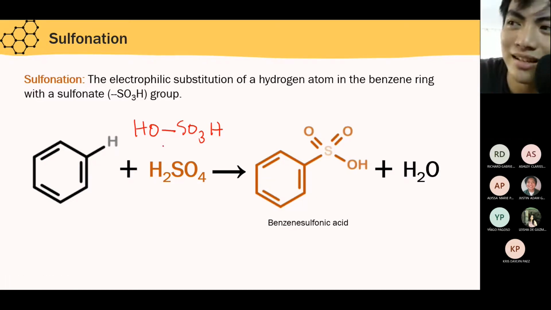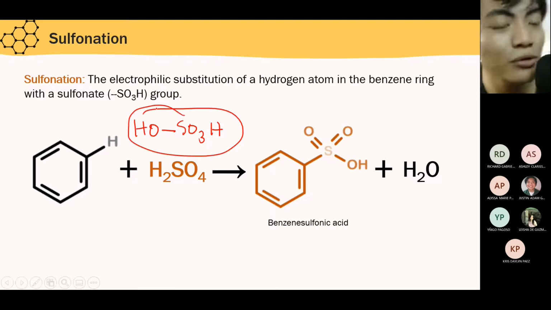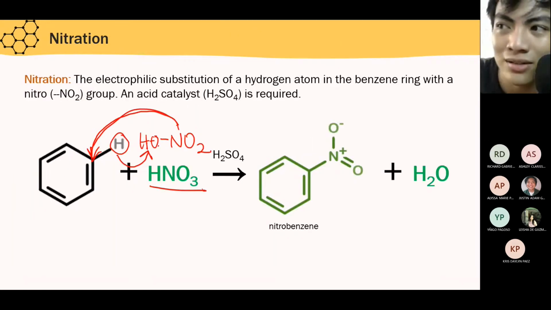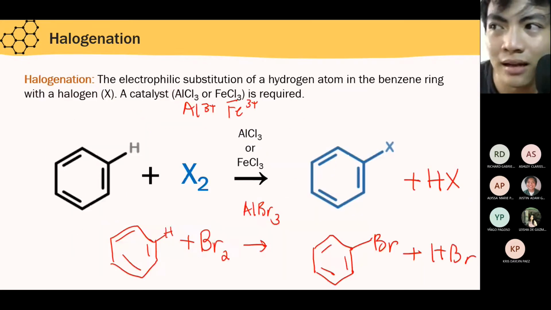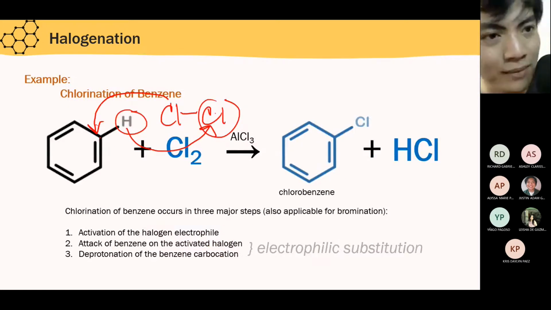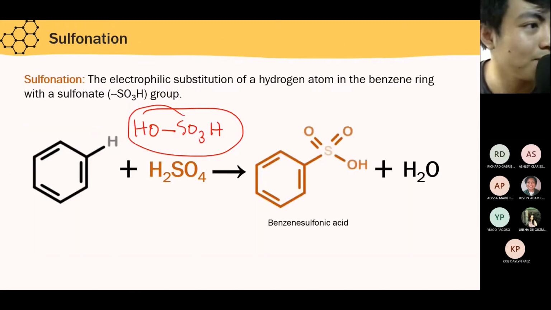This is still sulfuric acid, but by writing it this way, you know which part attaches. It's not the whole thing, only a portion of it. Like what we did in nitration, not the whole HNO3 attaches, only the NO2. Similarly in halogenation, not the whole Cl2 attaches, only one Cl. So the same here in sulfonation. Not the whole H2SO4 attaches, only the SO3H part.